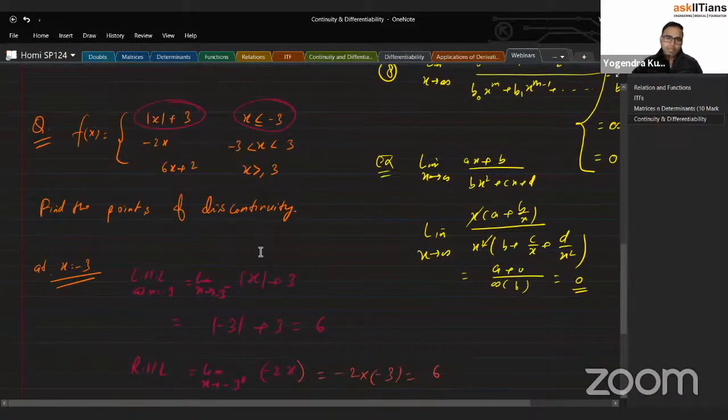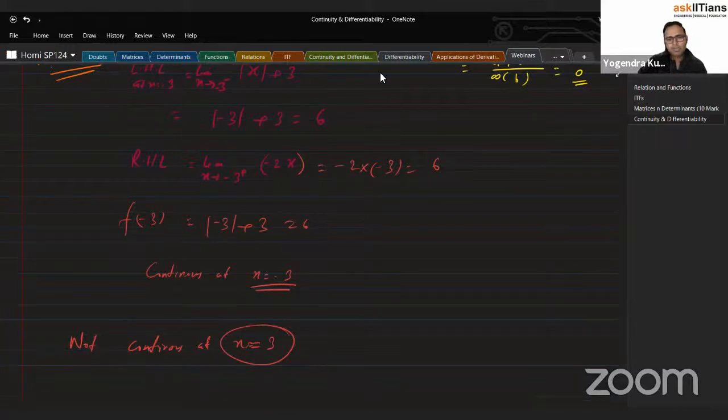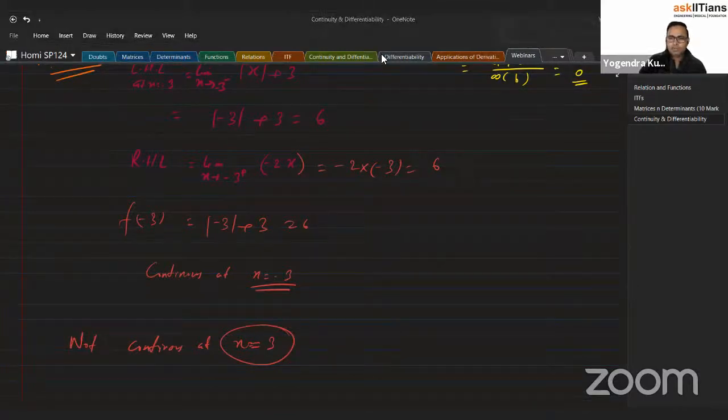We got it. Continuous at x equals to -3. What about 3? We do the same work at 3, right? LHL will be decided from here at 3. So we'll get -6. RHL will be decided from here, which will be coming 20, right? 20. So LHL is not equal to RHL. So not continuous at x equals to 3, right? So point of discontinuity is x equals to 3. That's it. Clear, guys? Because LHL is not equal to RHL.